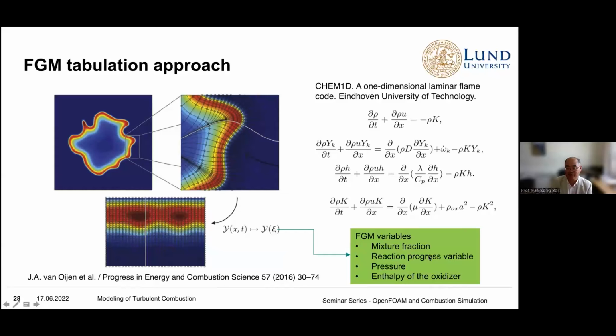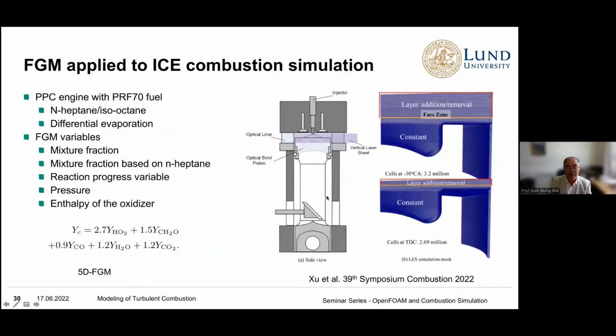FGM tables for engine simulation usually contain 4 variables: mixture fraction, reaction progress variable, pressure, and enthalpy of the oxidizer. So we utilize FGM to simulate an engine, where we are lucky that we have a paper going to be presented in the symposium to come.